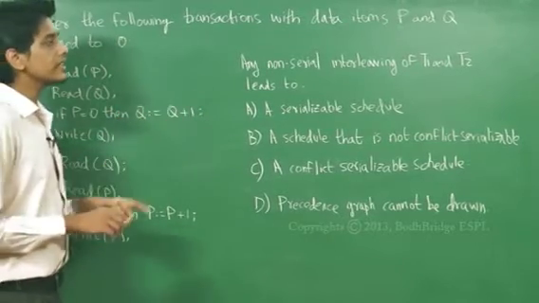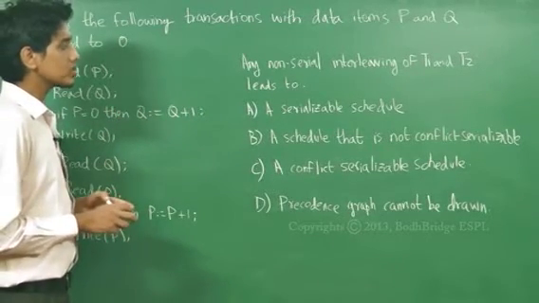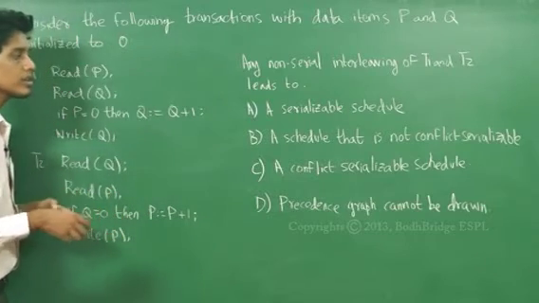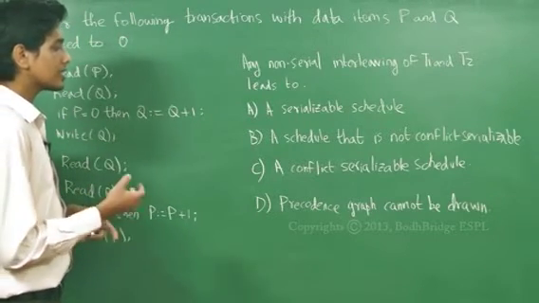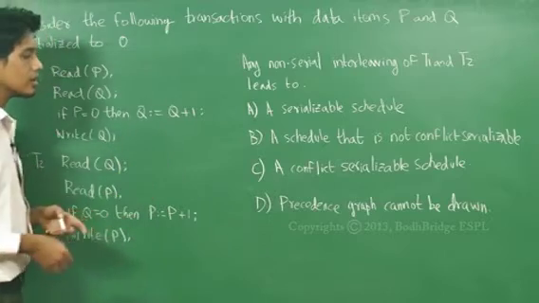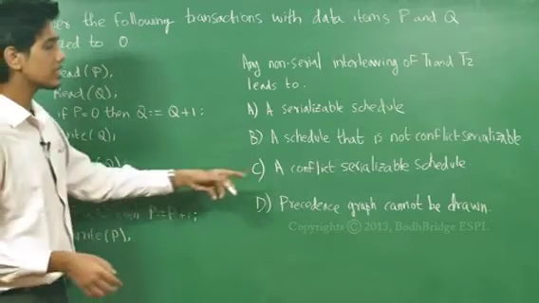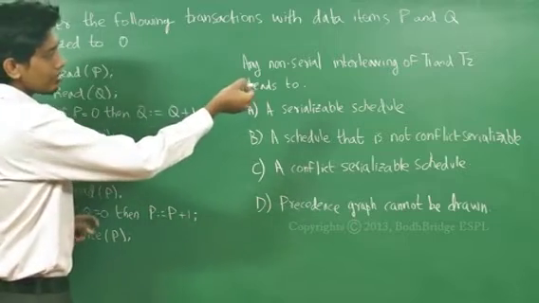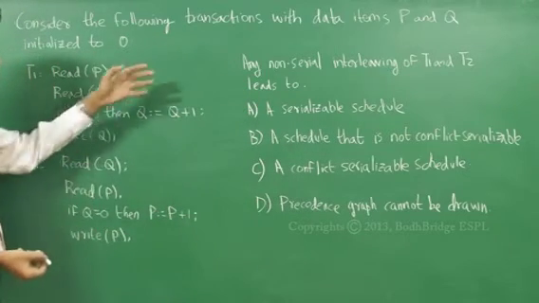Any non-serial interleaving of T1 and T2 leads to: option A, a serializable schedule; option B, a schedule that is not conflict serializable; option C, a conflict serializable schedule; option D, a schedule in which precedence graph cannot be drawn. So, a non-serial interleaving of T1 and T2 leads to, that is the question.